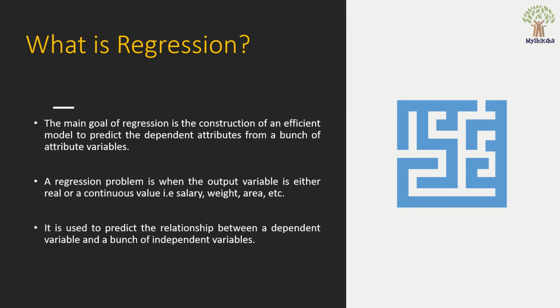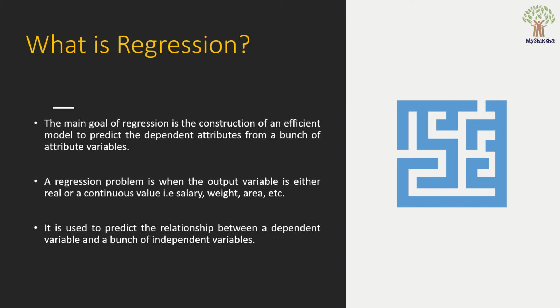A regression problem is when an output variable is either real or continuous, for example, salary, weight, area. Here I would like you to understand two broad types of variables: categorical and continuous. What is categorical? It is either-or: 0, 1, yes, no. That is a categorical variable. A continuous variable is something which can take any number, not just a fixed set of values.